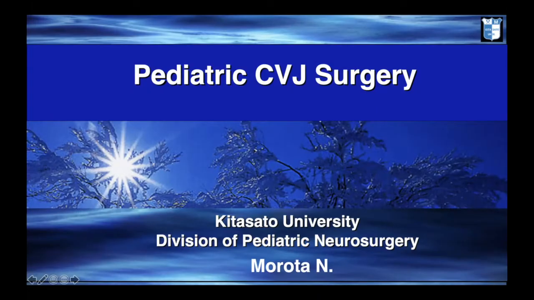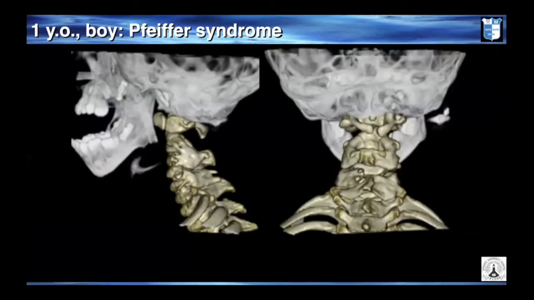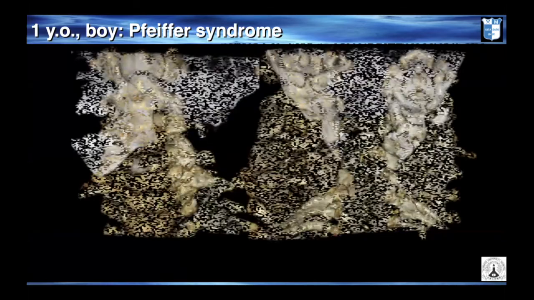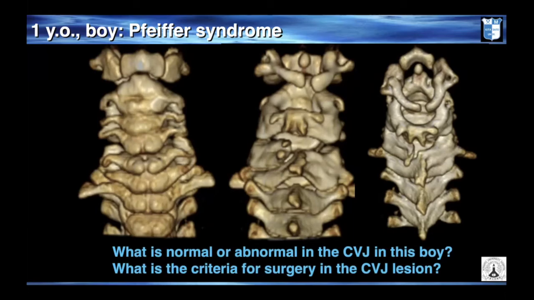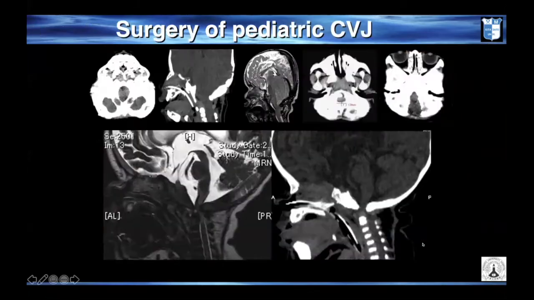Today I'm going to talk about pediatric craniovertebral junction surgery. This is a 1-year-old boy with 5p syndrome. If you look at these pictures, my question is, what is normal or abnormal in the craniovertebral junction in this boy? And what are the criteria for surgery in the craniovertebral junction region? This is what I'm going to talk about today.